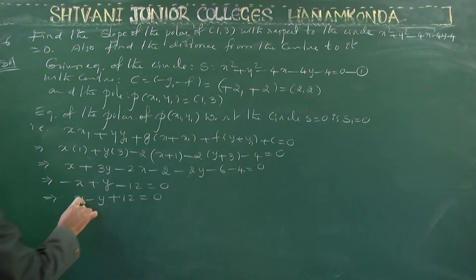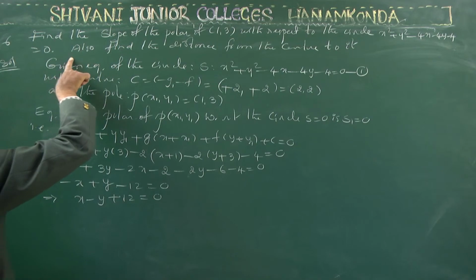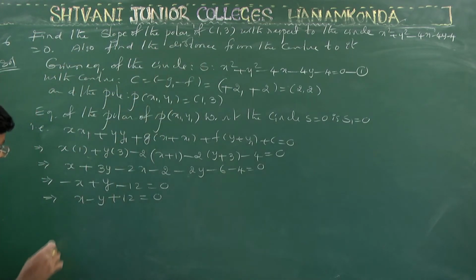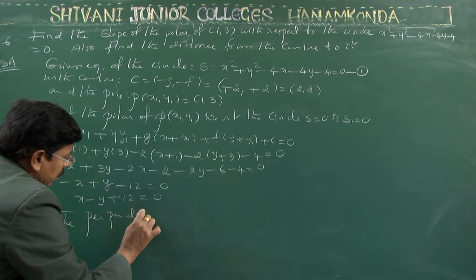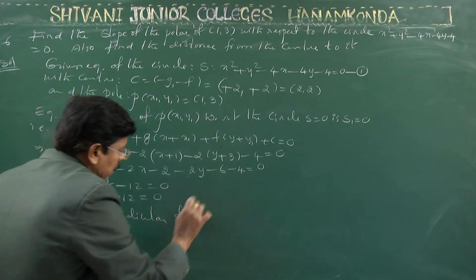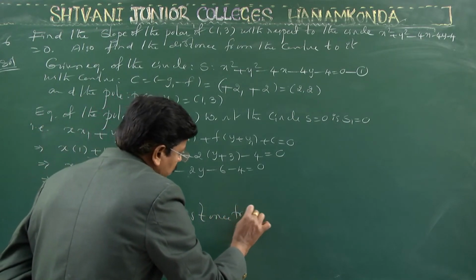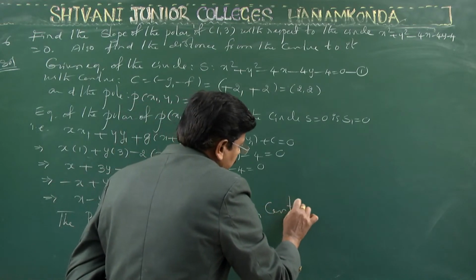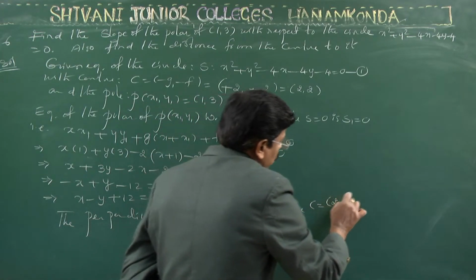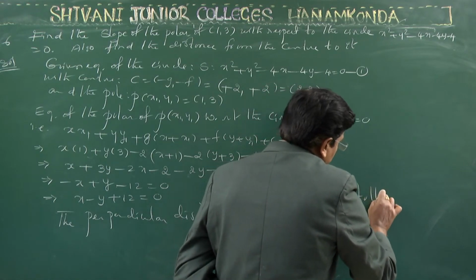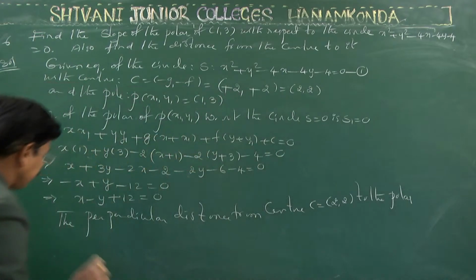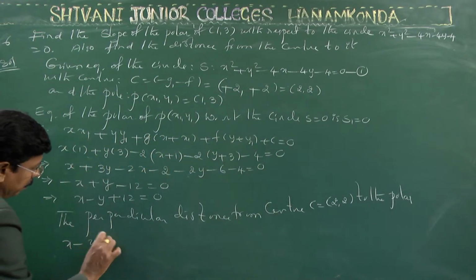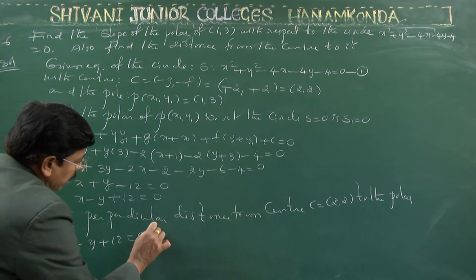What about next? Already finished first one. Then also find the... what about next? Now you can find the perpendicular distance, right? The perpendicular distance from center. What about center? 2, 2 to the polar. What about polar equation? x minus y plus 12 is equal to 0.